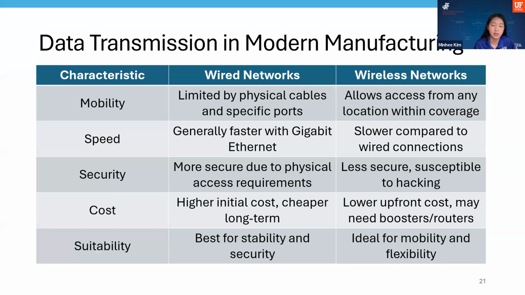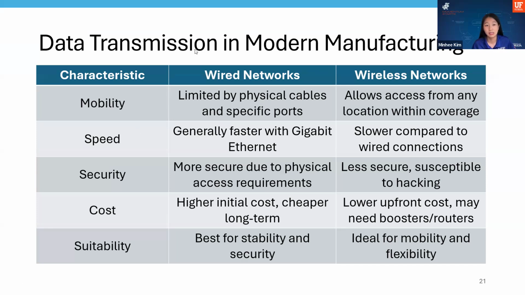So lastly, I would also like to briefly talk about data transmission. Once we collect data using these sensors, what do we have to do? We have to transmit this data to the central server so that we can process it, right? And in terms of data transmission, there are two types: wired networks and wireless networks.